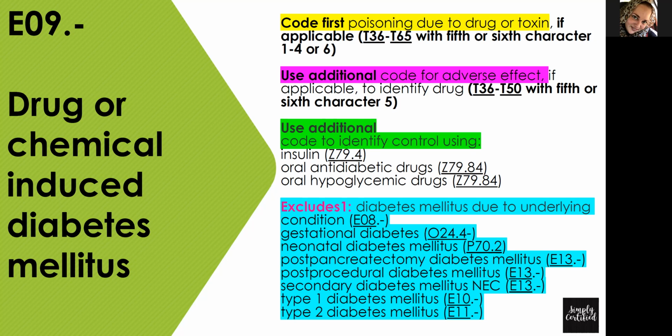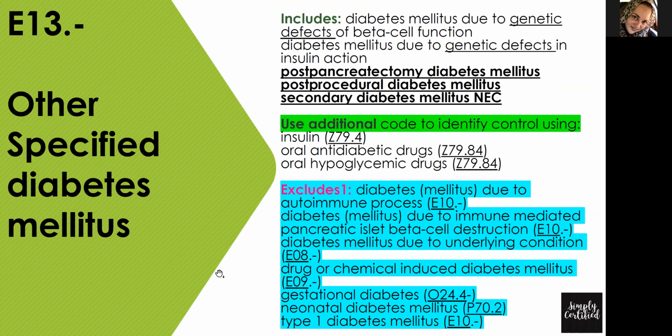And then it's screaming at us again with a 5th or 6th character, like, don't forget. Use additional code to identify control using, and there's your drugs again, right? And then it's telling us excludes 1, don't code with all of these other types of diabetes. And it pretty much lists every single type again. Category E13 is your other specified diabetes.